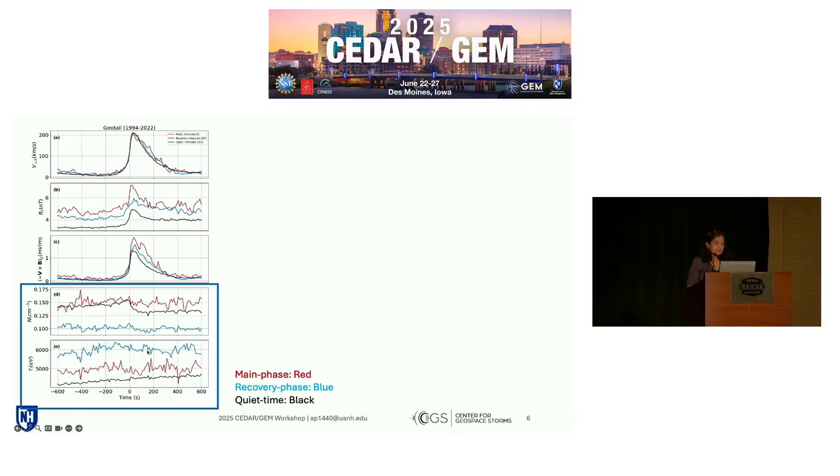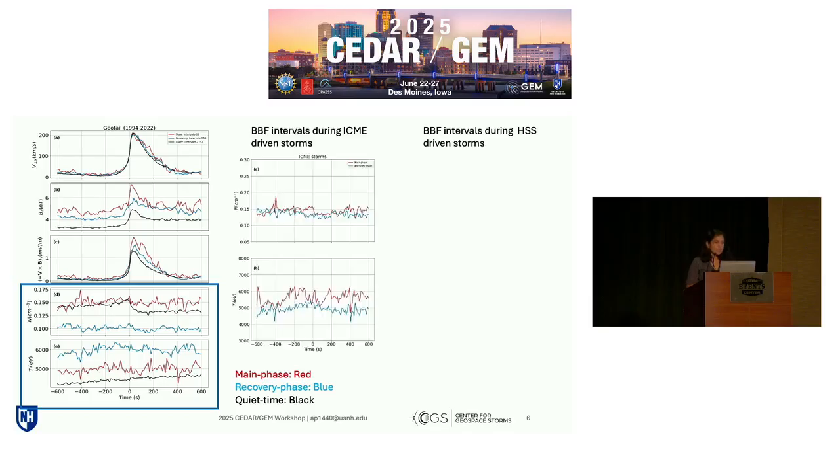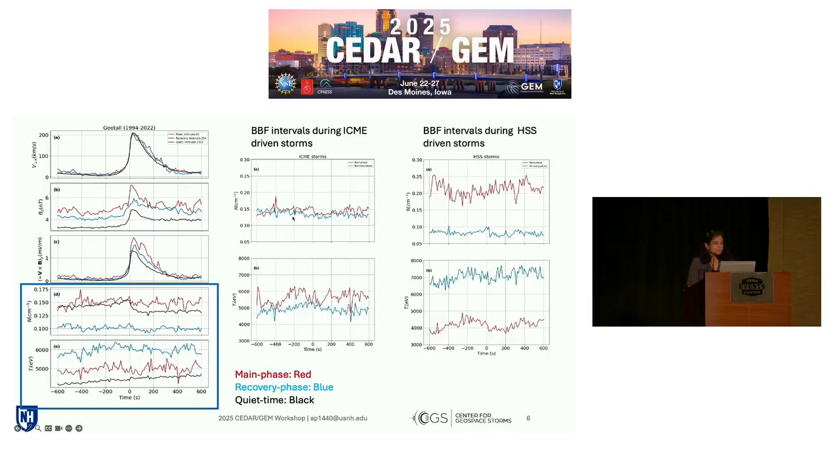So we divided these intervals into those BBF intervals which are observed during storms driven by ICME and storms driven by high-speed stream events. What we observed is that BBF intervals during ICME-driven storms have similar densities and temperatures during main phase and recovery phase, but during high-speed stream-driven storms, we observe a lower density for recovery phase intervals and a higher temperature for recovery phase intervals.